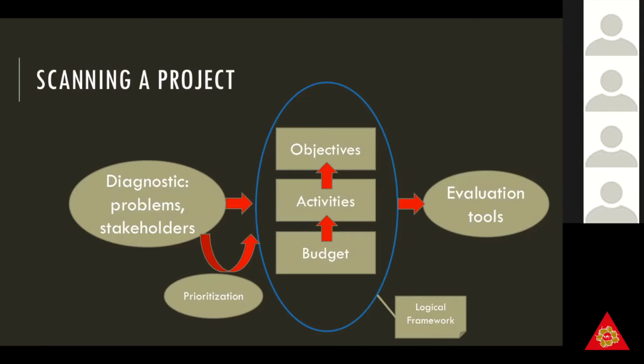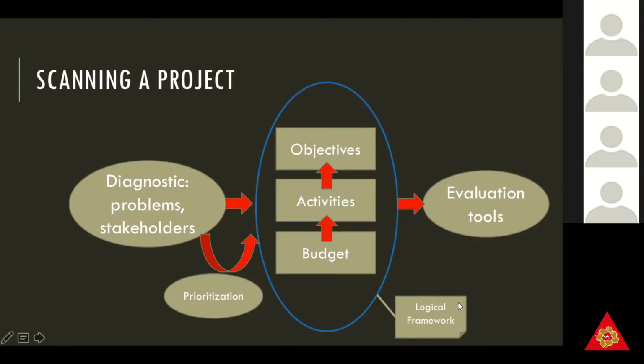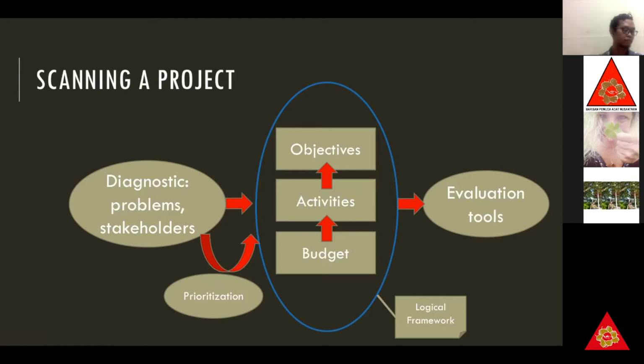Then you have the core of the project, and where you have a budget. So that is the money. You prepare what activities you will do, and then to obtain what objectives. In order to better organize your projects, you have a tool here at the bottom right, which is called the logical framework, and we'll discuss this later. But this is an important tool to prepare what will be your activities.